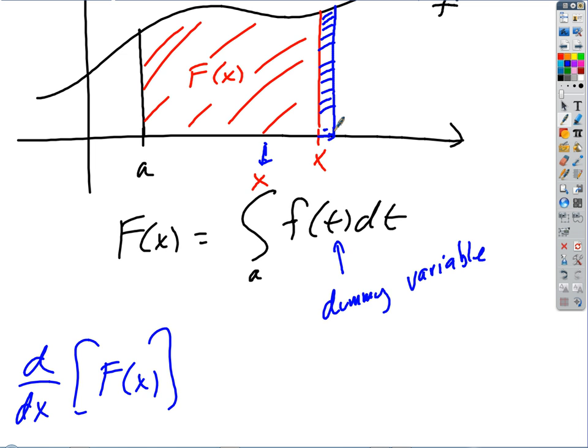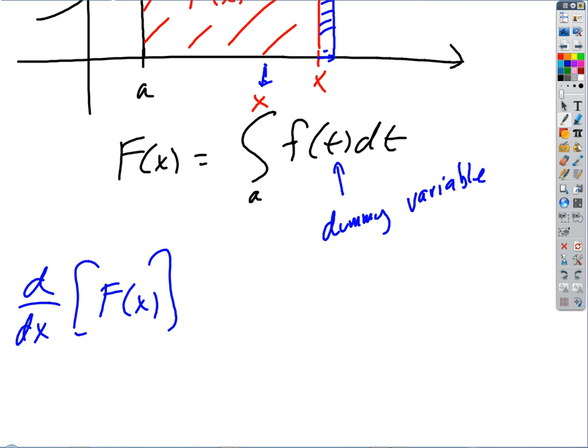Okay, so doesn't it make sense in a way here that if f of x is defined in this way, that the answer to this really has to be f of x? Does that make sense? What's determining the rate at which we're adding area is the value, or the height, of the function at x. It's f of x. That's the second fundamental theorem right there.